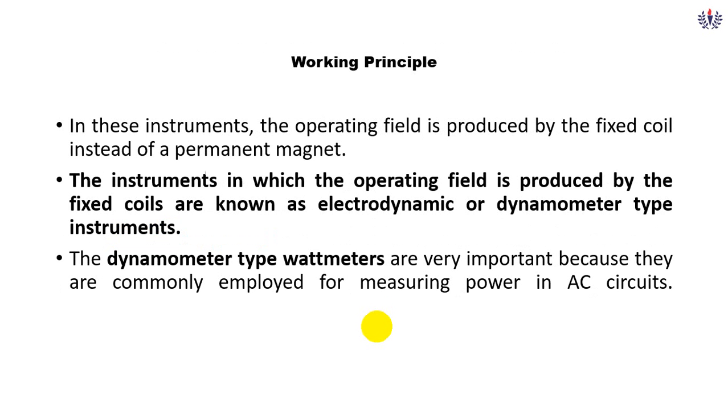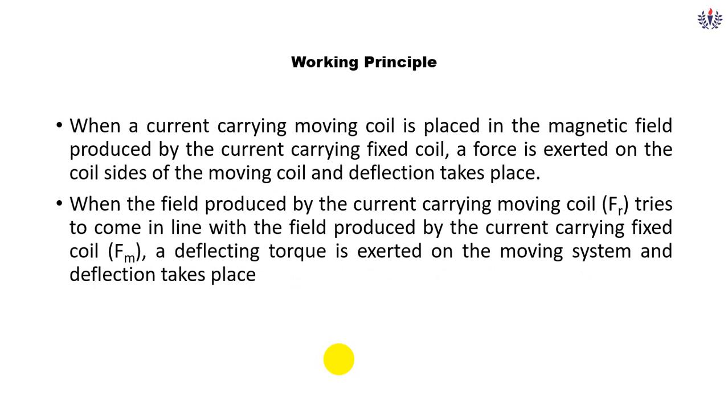In this instrument, how does it work? The operating field is produced by the fixed coil, similar to the permanent magnet in a dynamo, and it is electrodynamic. That's why we discussed in the first slide that it is working on the principle of a dynamo. That is, one magnet will be there, and in between a coil will be there. Similarly, instead of the magnet, we are replacing it with the fixed coil, and it is usually employed in AC power circuits. So it is similar to the principle of a motor.